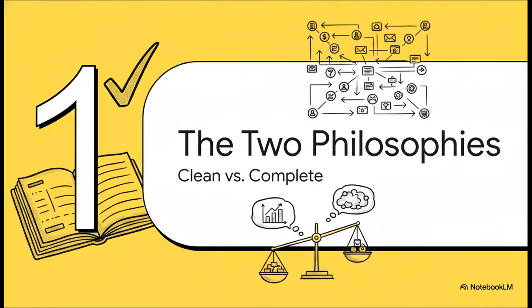Okay, so to solve this mess, a bunch of automation tools have popped up. But here's the thing. They follow two very different philosophies. You can think of it as a fundamental choice you have to make for your books. Are you someone who prioritizes a clean, super simple ledger, or do you want a complete, super detailed picture of every single thing that happens?